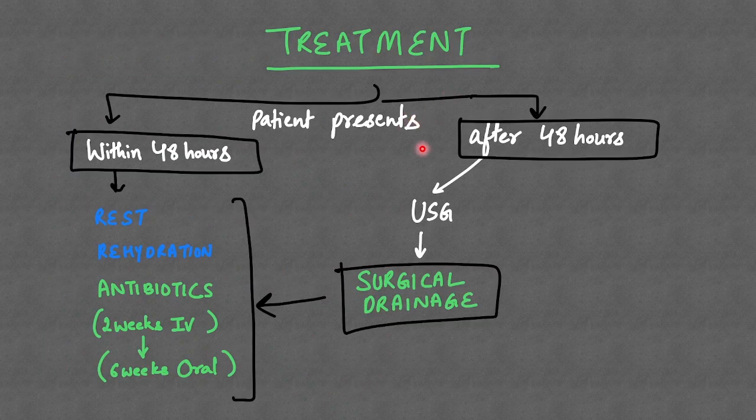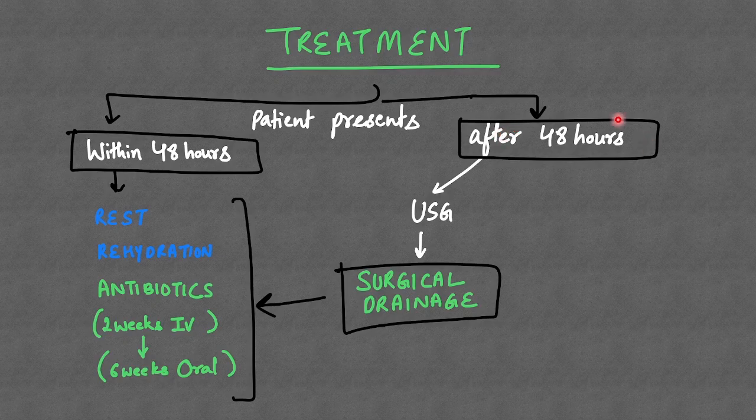Now, how will you treat these patients? It is a simple algorithm. If the patient presents within 48 hours, then rest and rehydration of the patient is done. Antibiotics are given. Now, how do we give antibiotics in these patients? 2 weeks of intravenous antibiotics followed by 6 weeks of oral antibiotics are recommended.